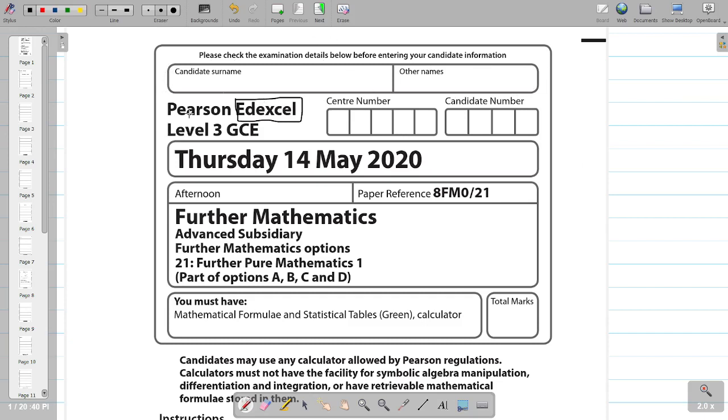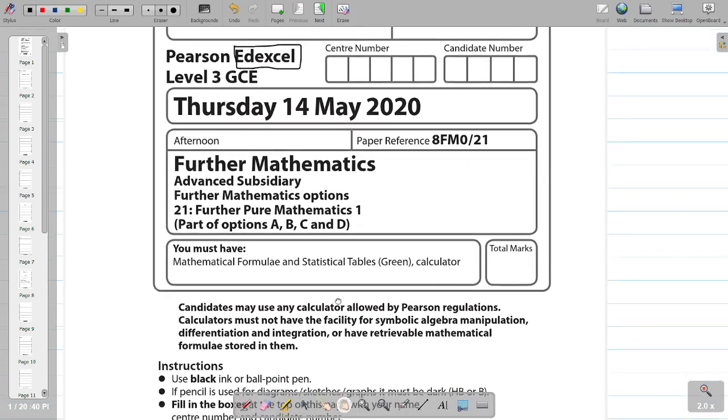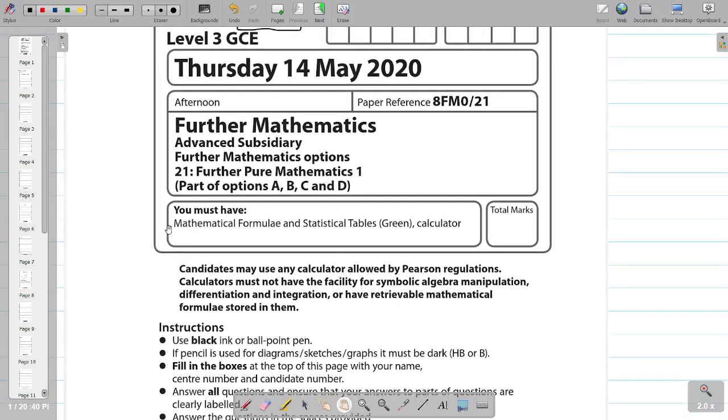So what we're going to do is we're going to try and cover this entire paper. As you can see, this paper is 20 pages, but most of them are just answer spaces. So let's read the rules. You must have mathematical formulae and statistical tables. I don't think I'm going to be needing that since further stats isn't a thing, and I think I have a lot of the formulas down. Calculator, well, I do have a calculator with me, but let's see how much of it I need to use, depending on how much trigonometry there is, or how many quadratic equations are going to be in this paper.